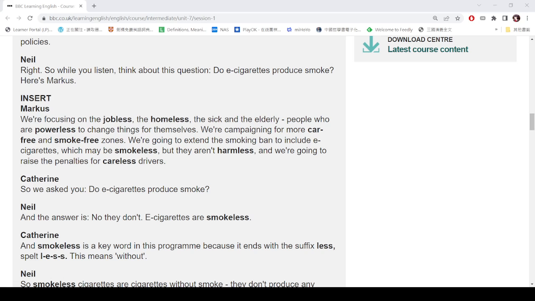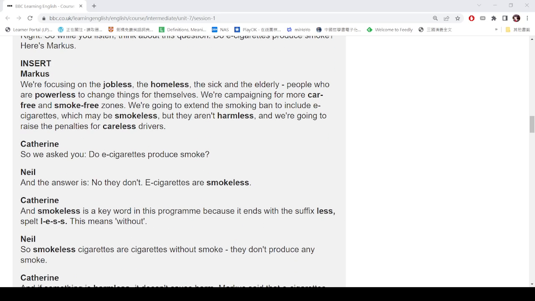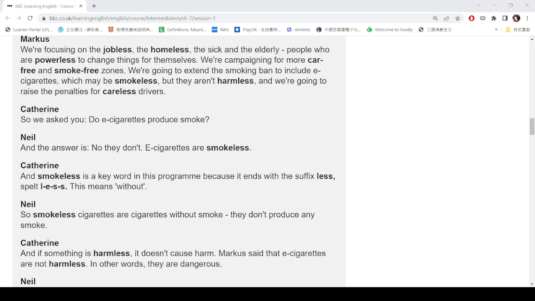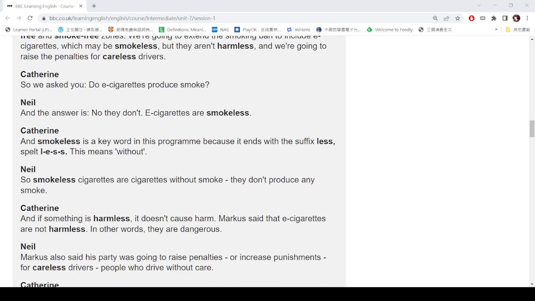So we ask you, do e-cigarettes produce smoke? And the answer is no, they don't. E-cigarettes are smokeless. And smokeless is a key word in this program because it ends with the suffix -less, spelled L-E-S-S. This means without. So, smokeless cigarettes are cigarettes without smoke. They don't produce any smoke.